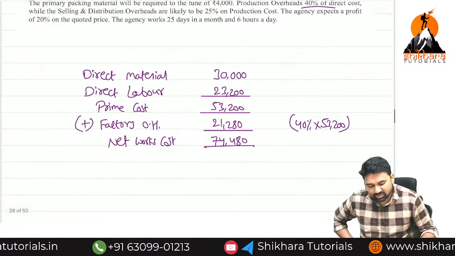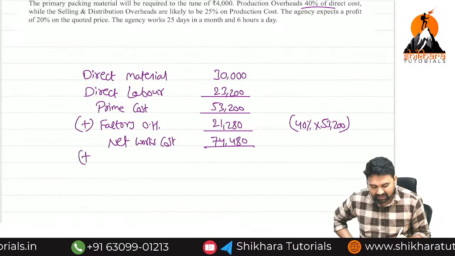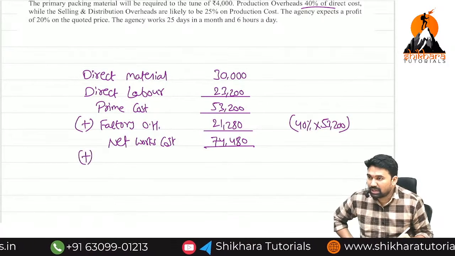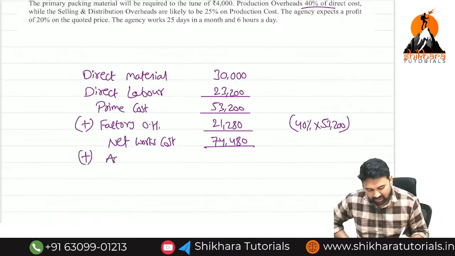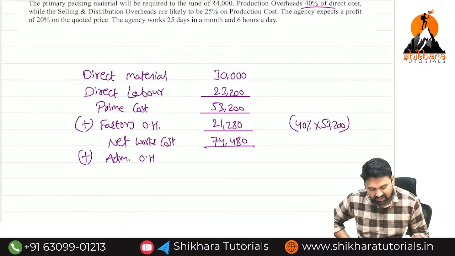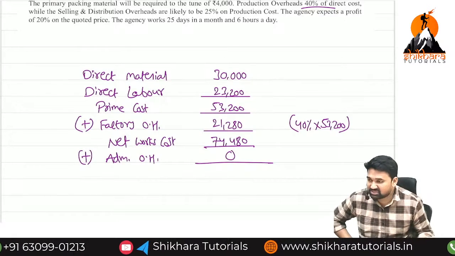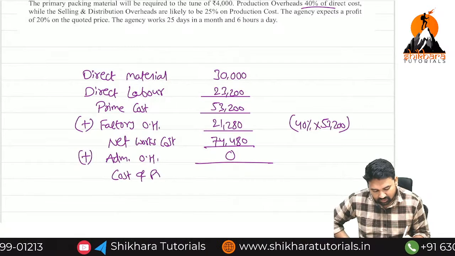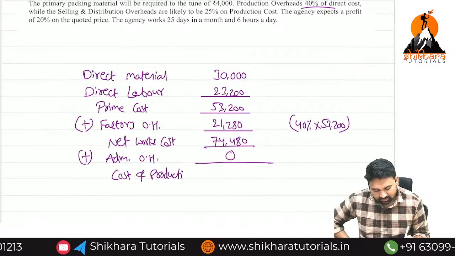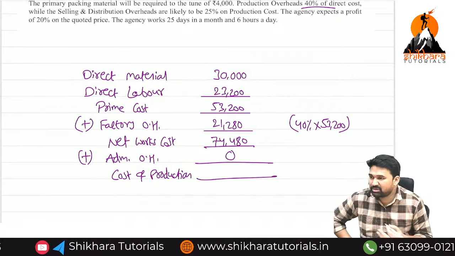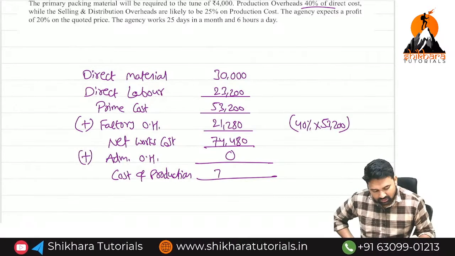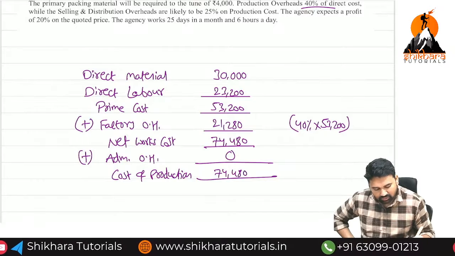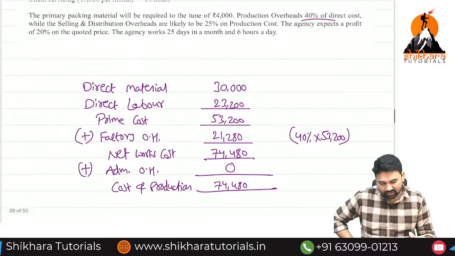While selling and distribution overheads, actually after factory overheads, what we need to do? Administration overheads. But administration overheads is not given in the problem. That's why 0. It will be called as cost of production. No adjustments. Why? Because no data given. So 74,480. Listen carefully.